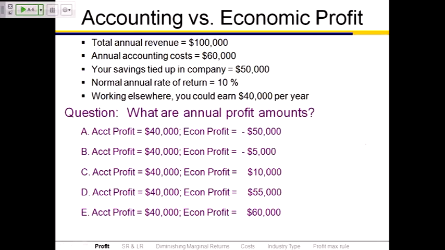We had 100,000 in total revenue. We had 60,000 in accounting costs. The opportunity cost of your capital is how much? 5,000. 10% of 50,000 is 5,000. The opportunity cost of your time? 40,000. So you take 100 minus 60 minus 5 minus 40 gives you -5. So the economic profit in that case is -$5,000. The accounting profit, you always subtract from the accounting profit the opportunity cost of your time and your money.